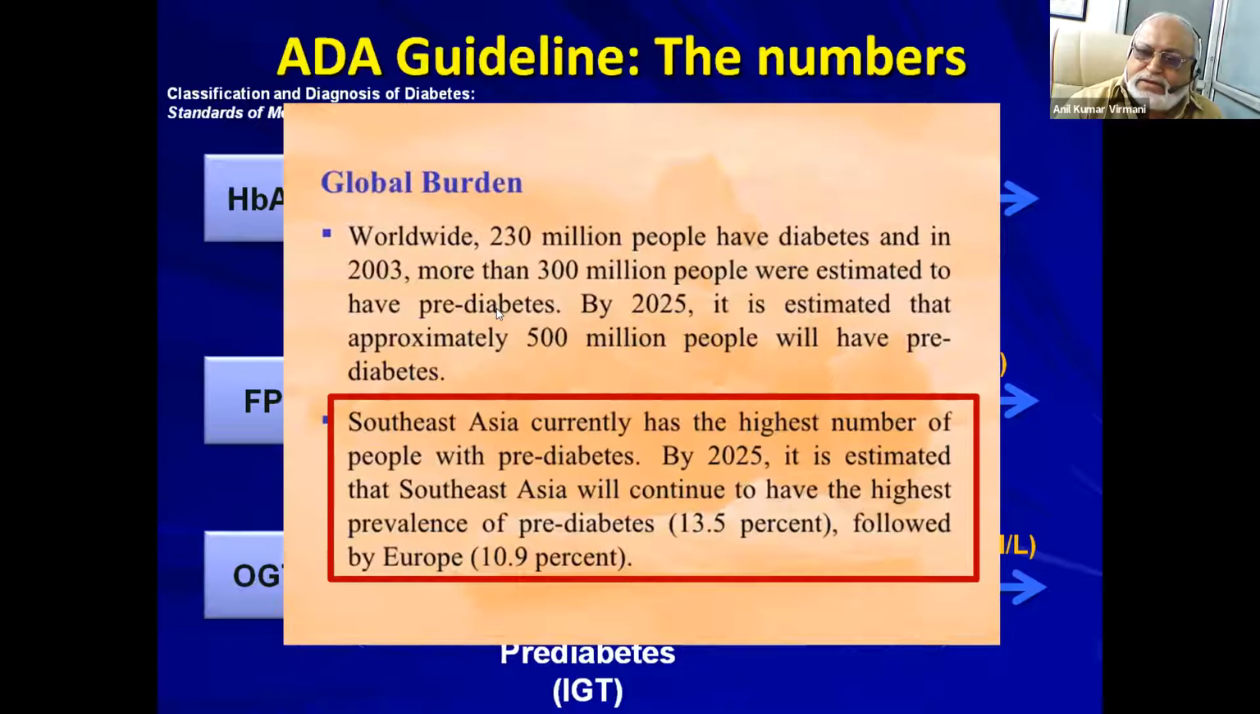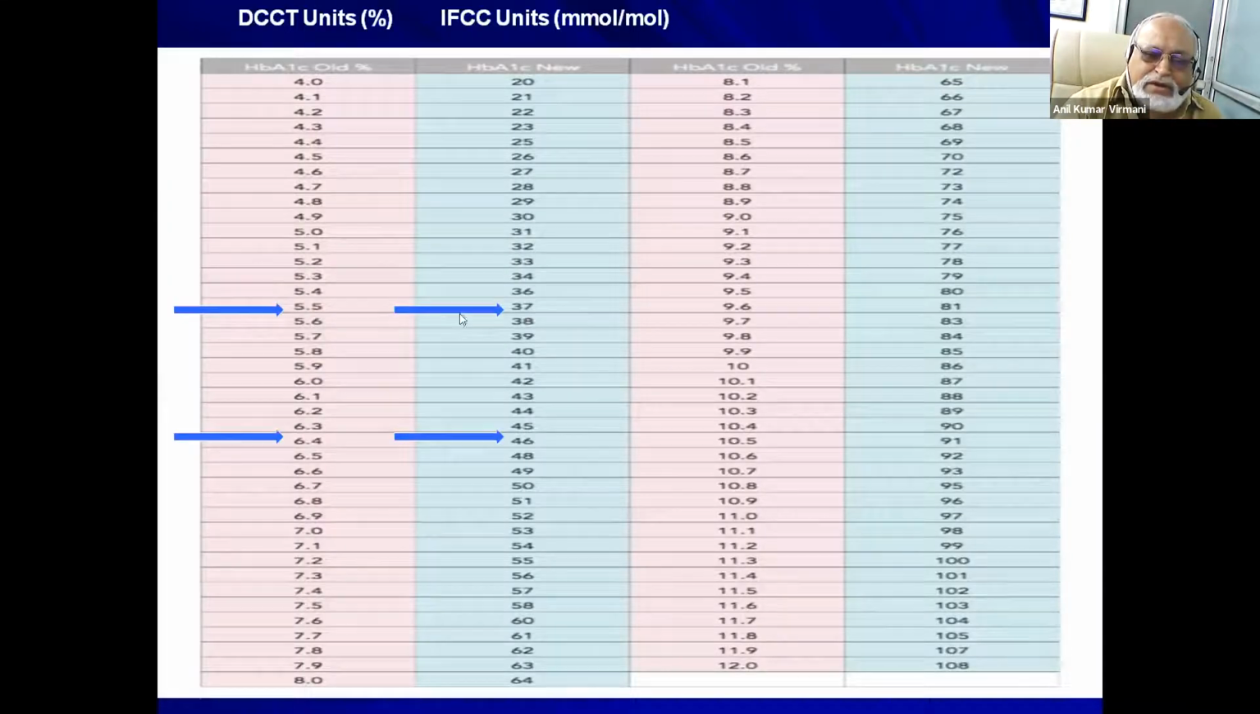Now, if you look at the prevalence worldwide, in 2003, 230 million people had diabetes, and more than 300 million people were estimated to have prediabetes. It is estimated that in another couple of years, by 2025, 500 million people will have prediabetes across the world. When we look at Southeast Asia, we have the highest number of people with prediabetes, and the prevalence is going to go up to 13.5% by 2025, followed by Europe, which will be around 11%. So you can imagine the huge burden of prediabetes that is gradually growing as a slow gnawing epidemic or pandemic rather.